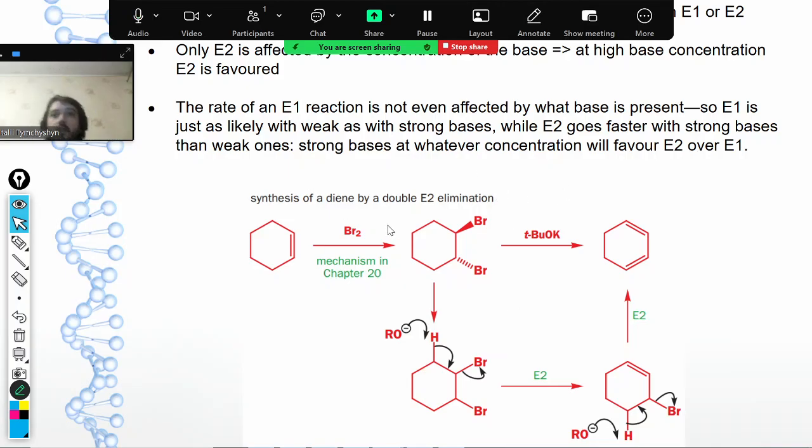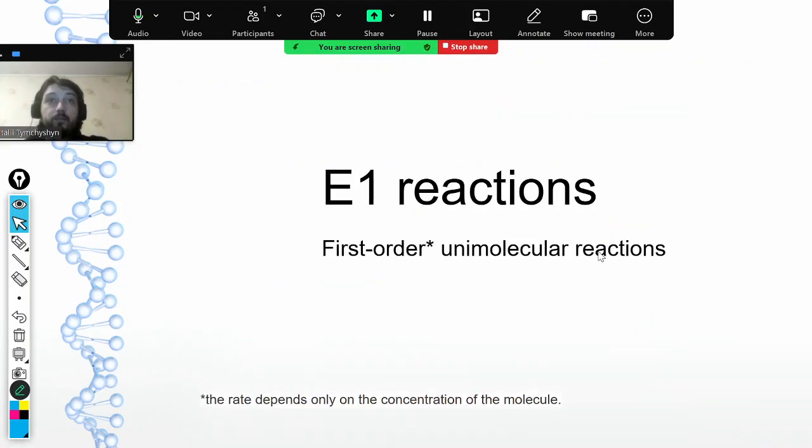So here is one example of diene synthesis by double E2 elimination. Just an example: the base abstracts a proton. These electrons are used here to form a double bond, and the bromine leaves. The same reaction happens here, and once again bromine leaves, and we have a double bond. So here's the overall reaction.